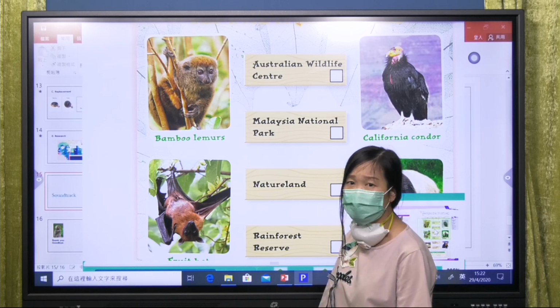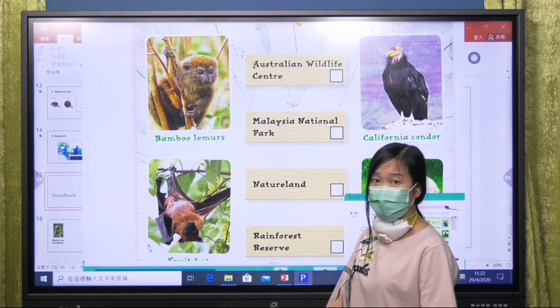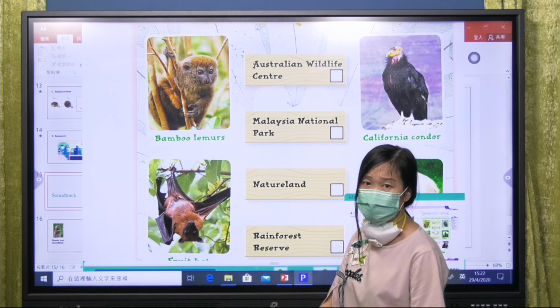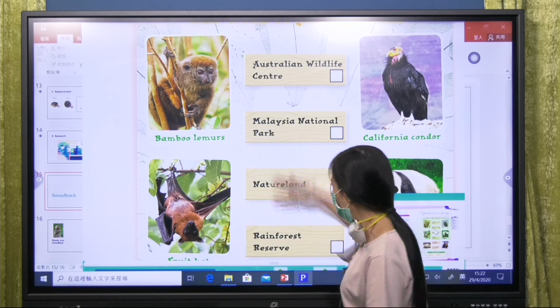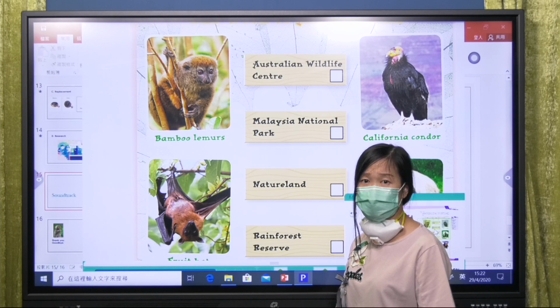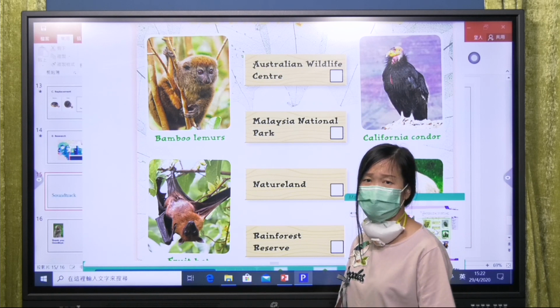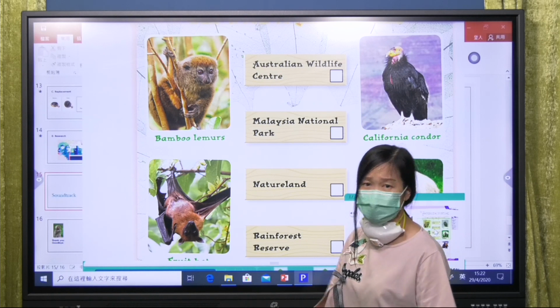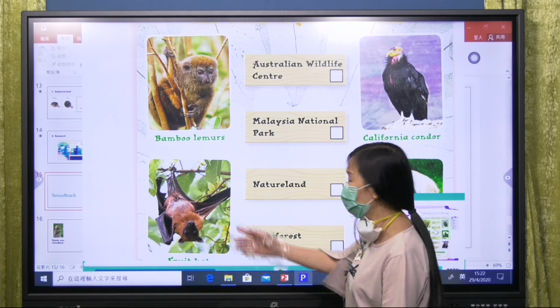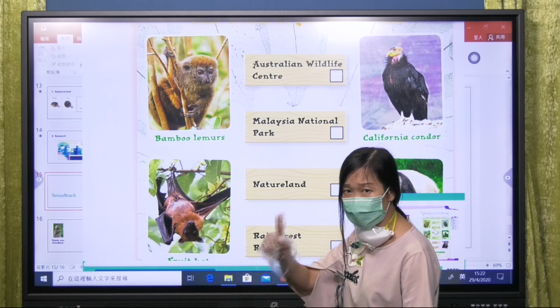If you want to get a very good mark in listening, you've got to read all the information before you listen. Otherwise, you will not be quick enough when the listening component starts. So, I will read all the words with you once.